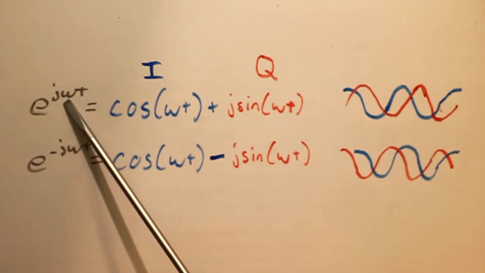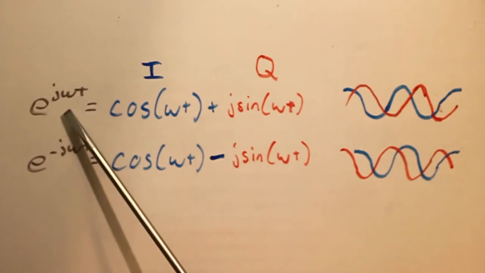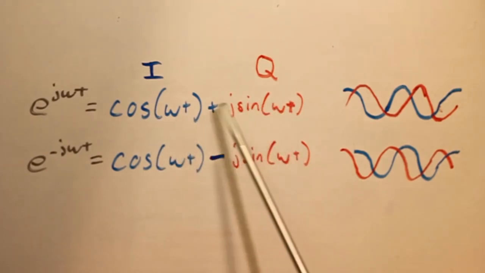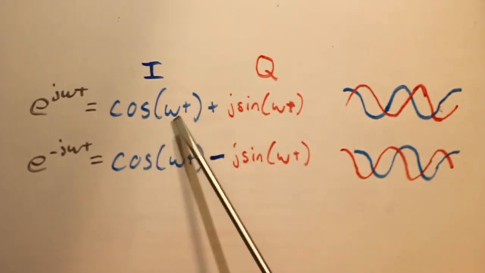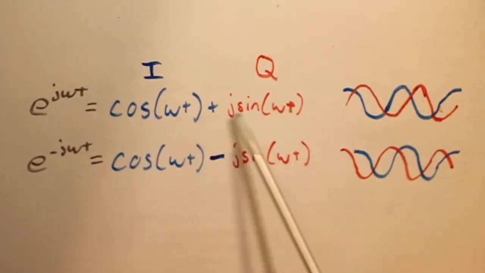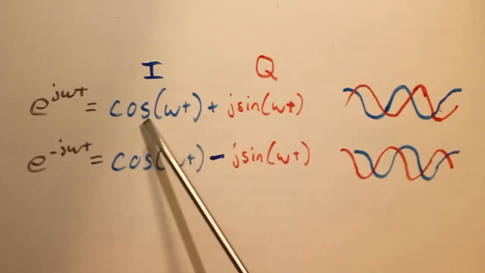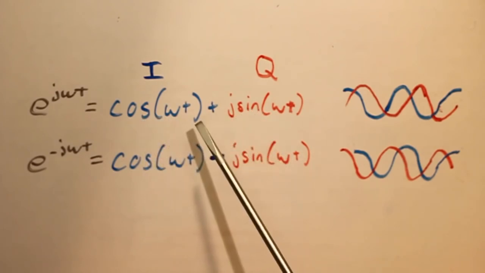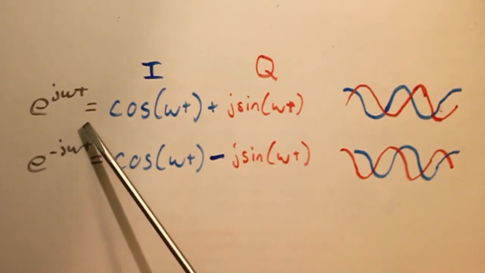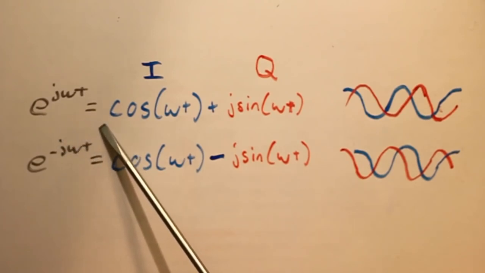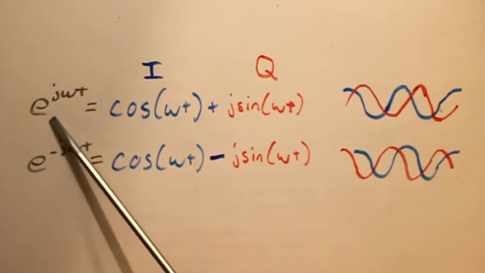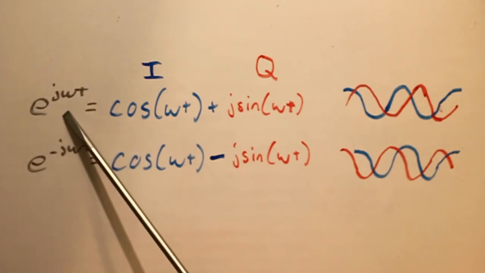Omega is just 2 pi times the frequency of the signal, and t is time. And you can see that these two signals have the same frequency because they both have the same omega t in them. They're just shifted by 90 degrees because one is a cosine and the other is a sine. So when we have a signal that is positive with respect to our local oscillator, that's represented by this e to the j omega t.